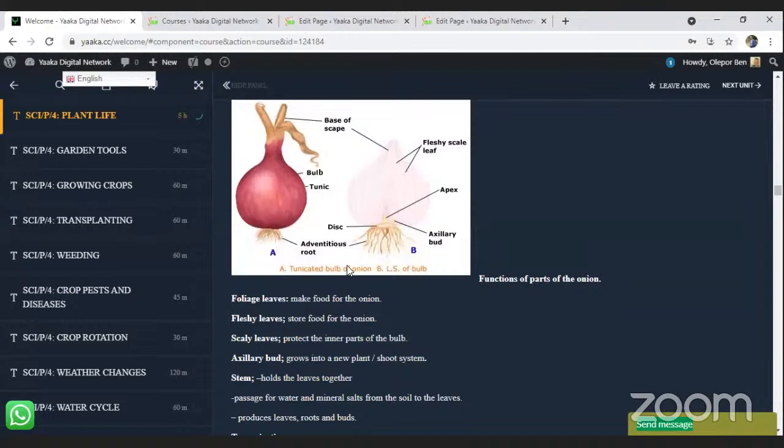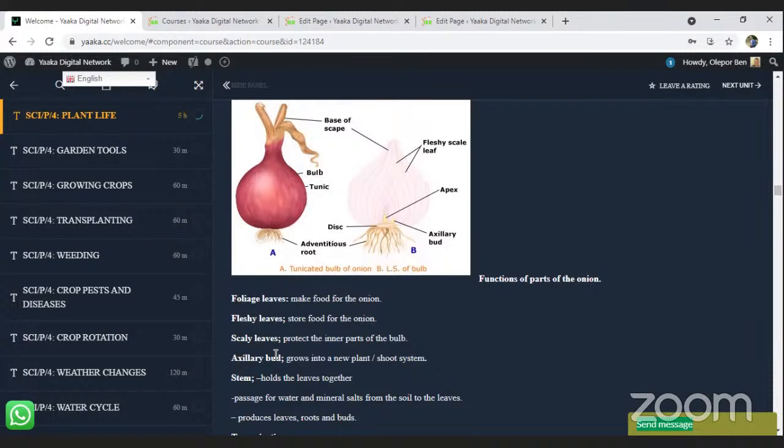Then the fleshy leaves, this is the part that stores food and is the part that we eat. Always inside there. Scaly leaves, these ones protect the inner parts of the bulb.